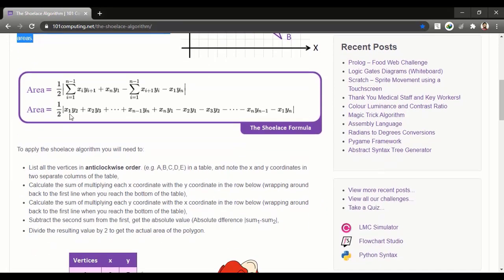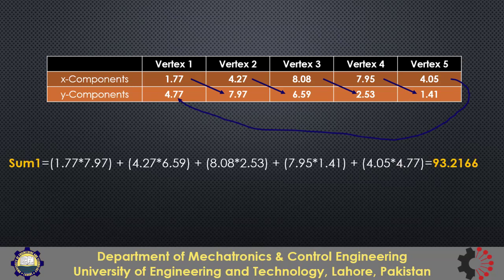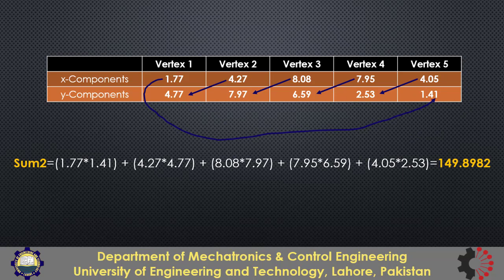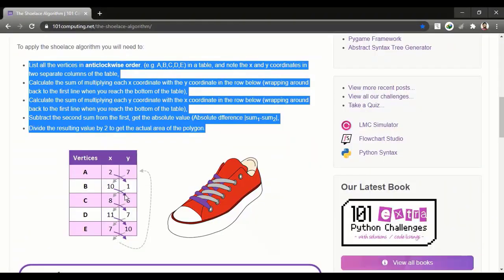We need to find two summations. Suppose these are 5 vertices of a polygon with x and y components as shown here. For first summation, we need to add the cross products as shown by the arrows. And for the second summation, we need to sum these cross products. And finally, the half of difference of these summations is the area of the polygon, whether it is convex or concave. Graphically, the pattern of these cross products forms the shape of a shoelace and hence the name of the algorithm. So let's code it now.